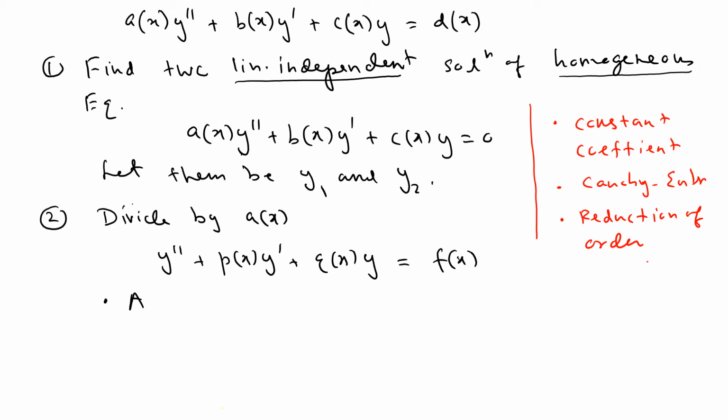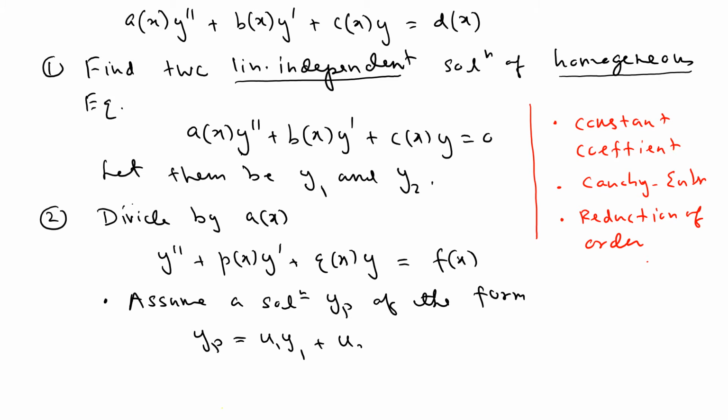So assume a particular solution yp of the form, let's say we can write this yp in this form. It is u1 times y1 plus u2 times y2. The y1 and y2 are the solutions that you found earlier. So these are the two solutions.